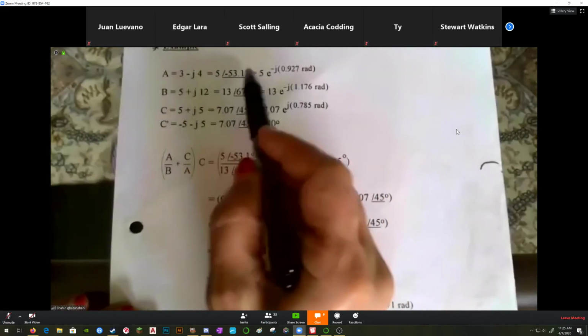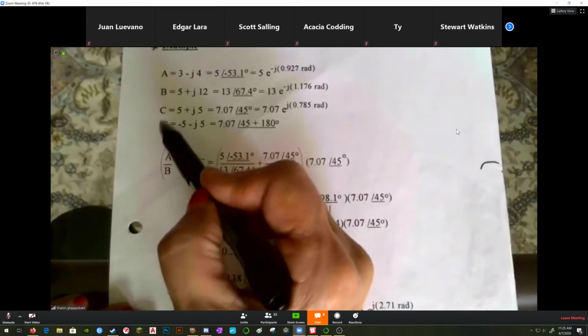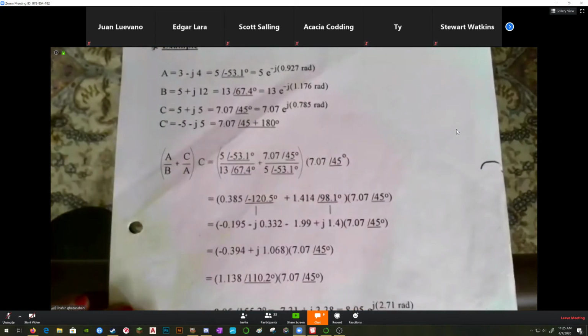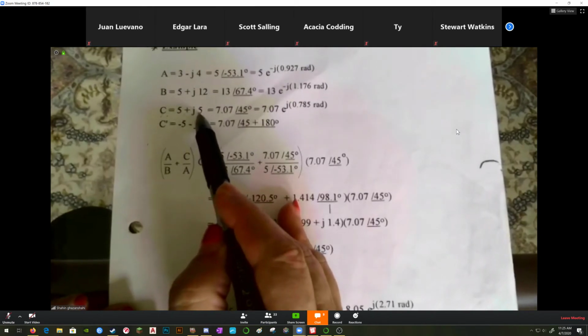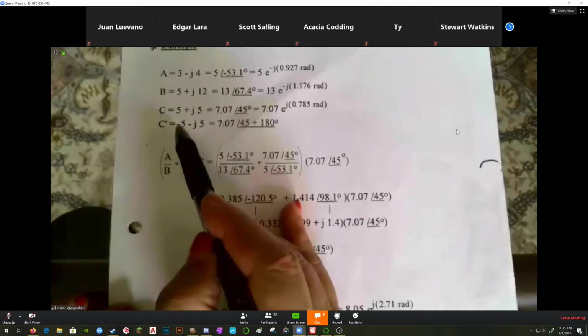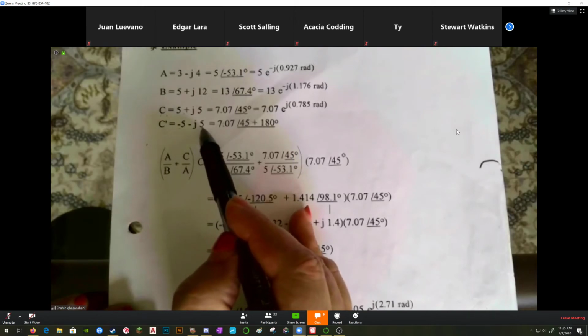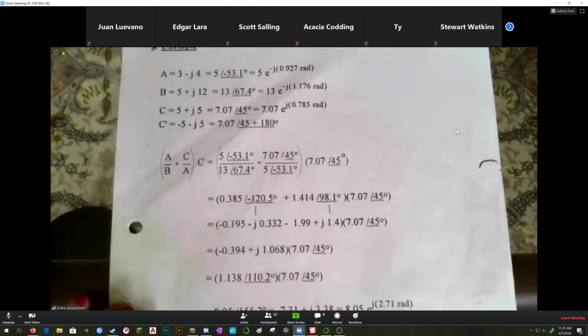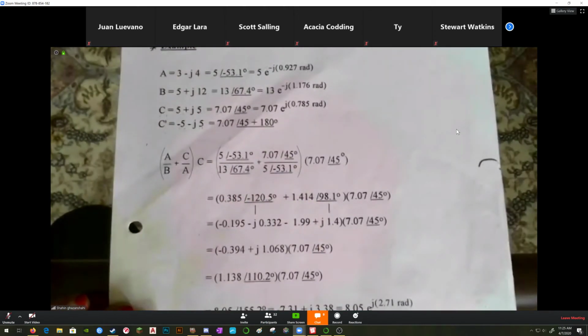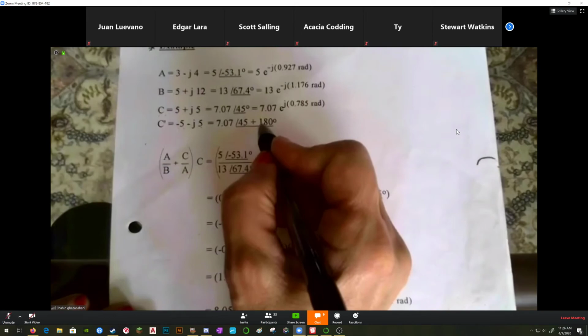But anyhow, I will go through this example. Look at C and C prime. I gave you 5 plus j5. C prime is negative 5 minus j5. When you put it in your calculator, the angle for both of them comes out the same. But for this one, you have to add 180 degrees.